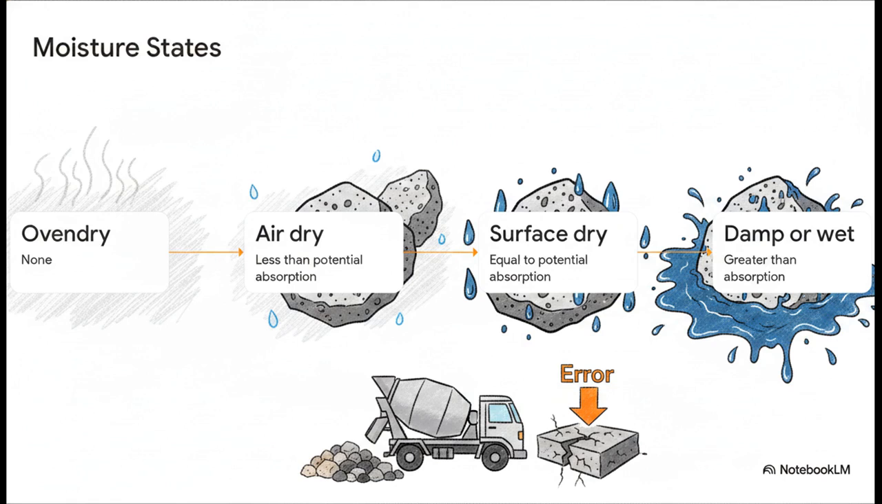Now, if builders miscalculate this, say they assume the aggregate is dry when it's actually damp, it introduces hidden water into the mix. Even worse, surface moisture actually causes fine aggregates to push apart and expand in volume. This is a super deceptive phenomenon known as the bulking of sand. If you don't account for bulking, it completely alters your critical water-to-cement ratio and can fatally compromise the entire concrete skeleton.